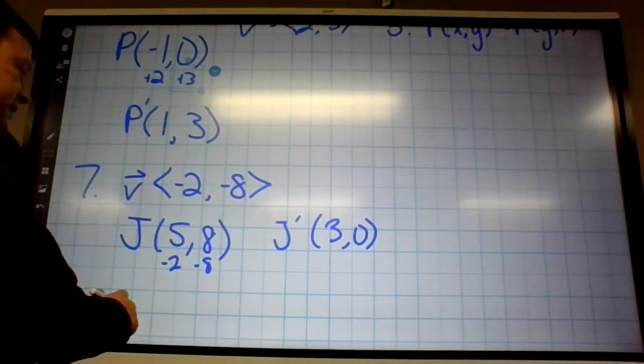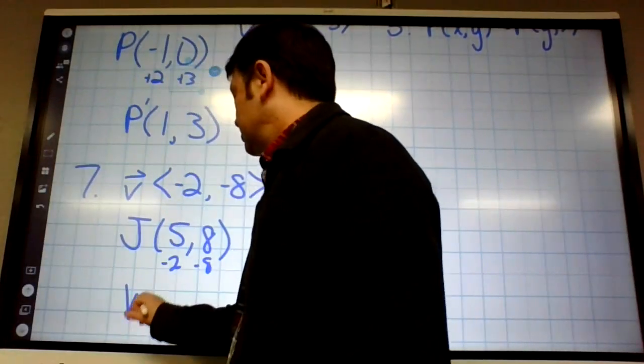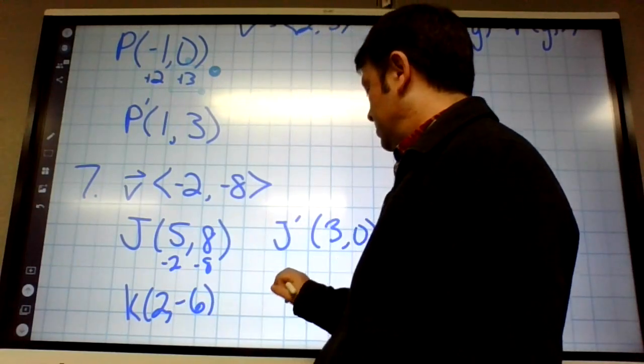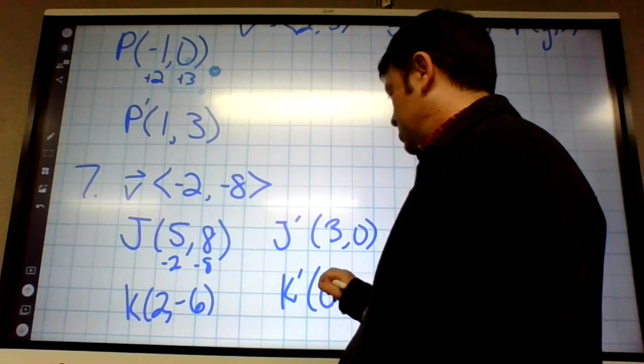All right. K is 2, -6. So when we add the vector onto it, it'll be 0, -14.